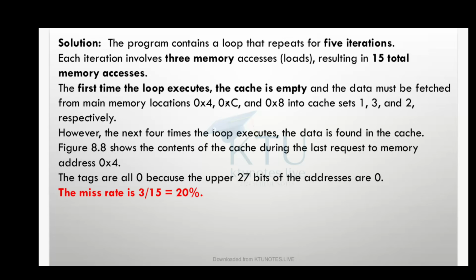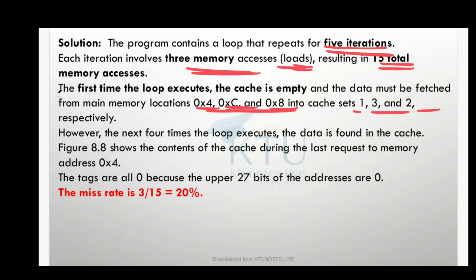If you see here, in total 15 iterations are there, because 3 memory access loads are there and a total of 5 iterations. So 5 into 3, 15 total memory accesses. The first time the loop executes, the cache is empty, so we have to fetch the data from our main memory locations 0x0 and so on, and put those values in our sets 1, 3, 2 respectively. This much we have understood.